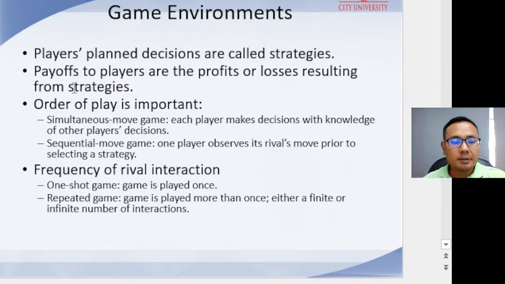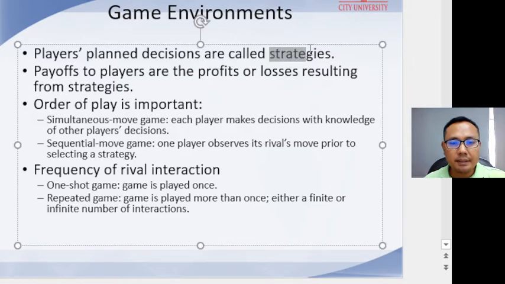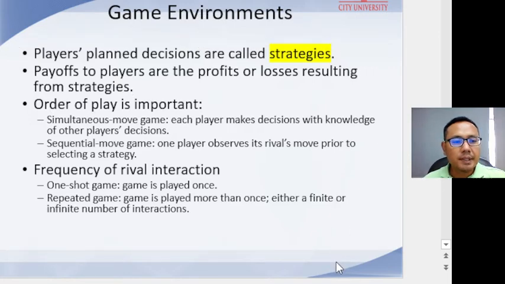The plans or decisions of players are called strategies. A player's planned decision we call a strategy. The payoffs to players are the profit or loss resulting from strategies.